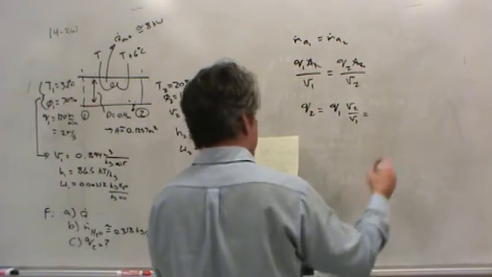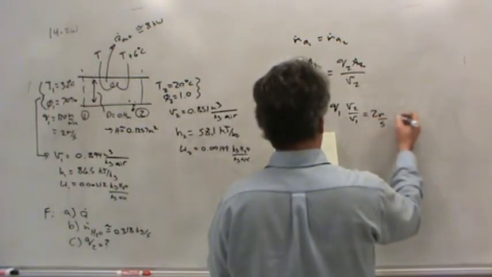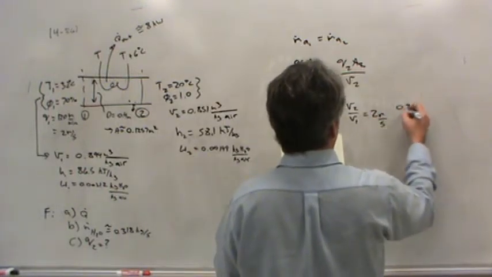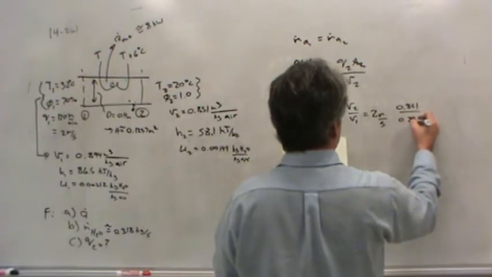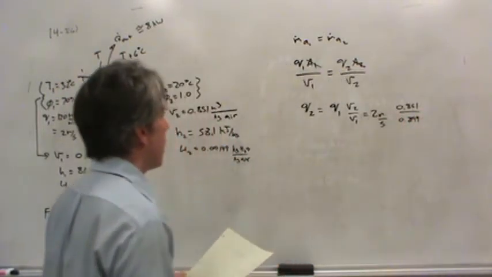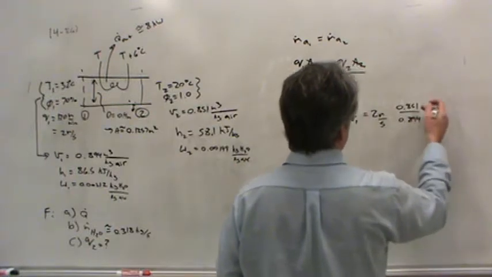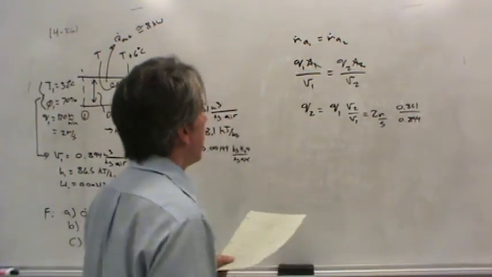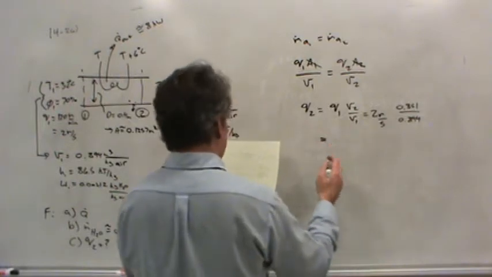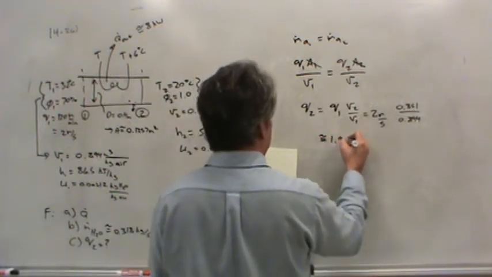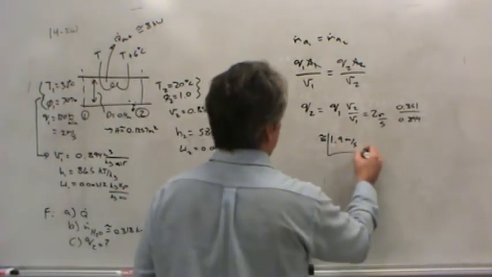So this is 2 meters per second multiplied by 0.851 over 0.894. Those are the specific volumes at the exit and entrance respectively. So now we can calculate the velocity at the exit. It comes out to about 1.9 meters per second.